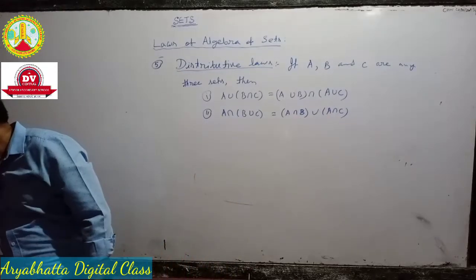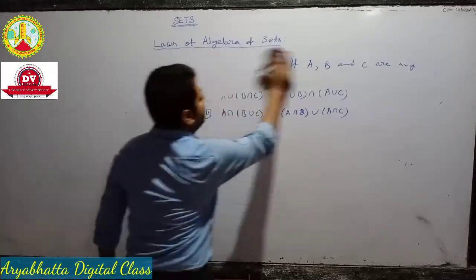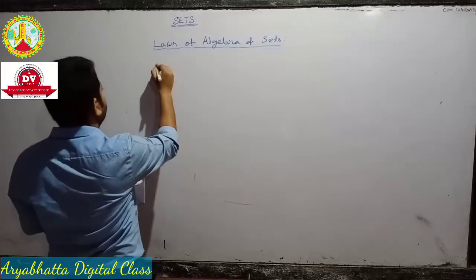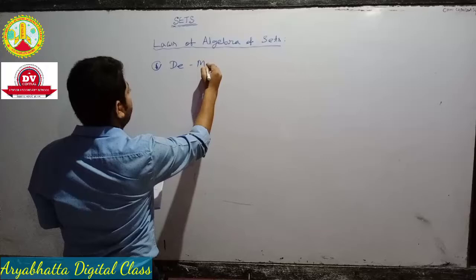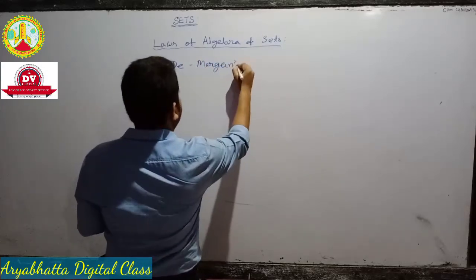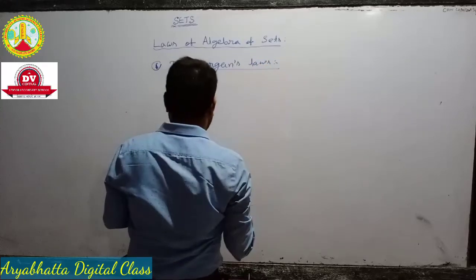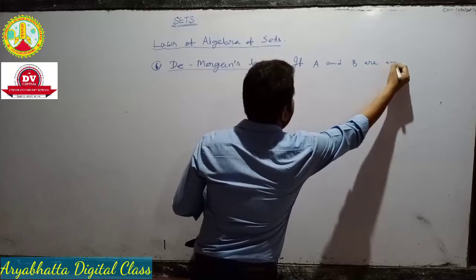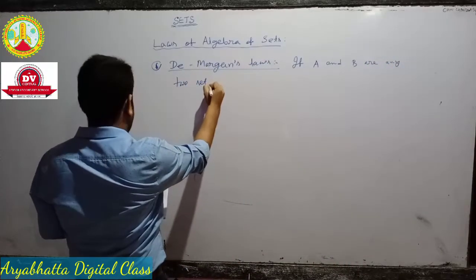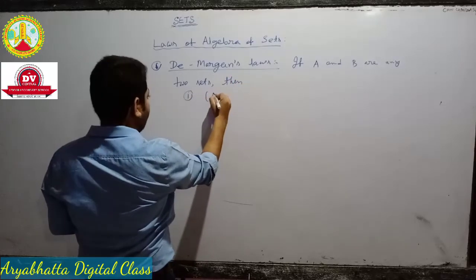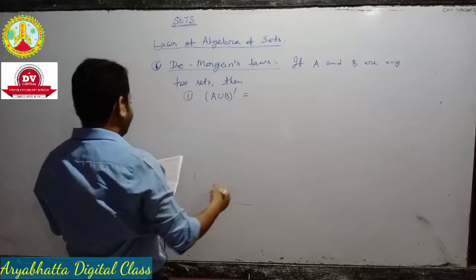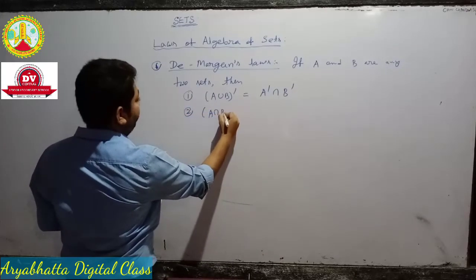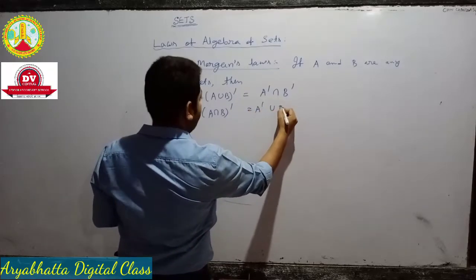Number 6, De Morgan's law. If A and B are any two sets, then number 1, the complement of (A union B) is equal to complement of A intersection complement of B. Number 2, complement of (A intersection B) is equal to complement of A union complement of B.